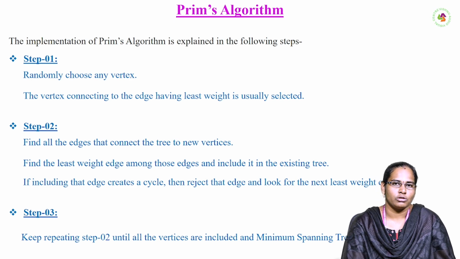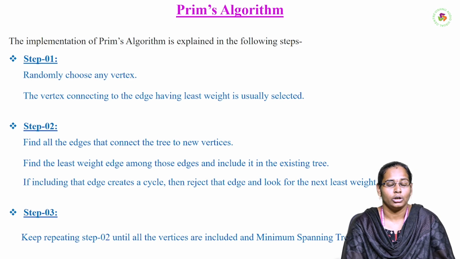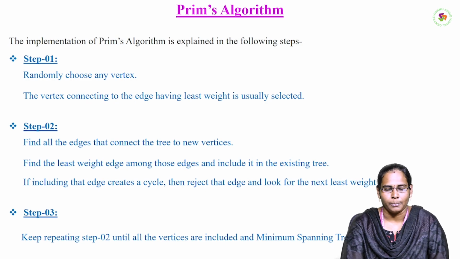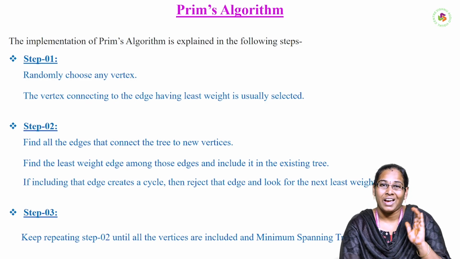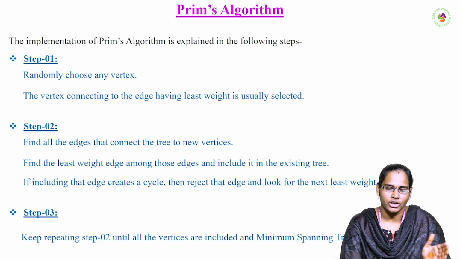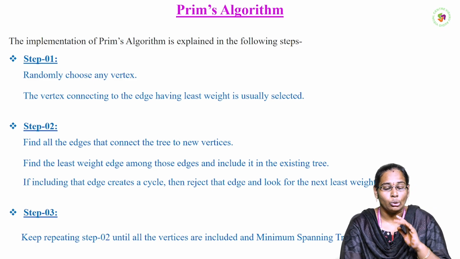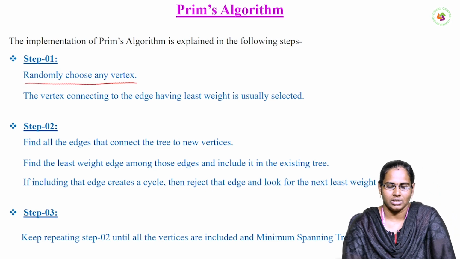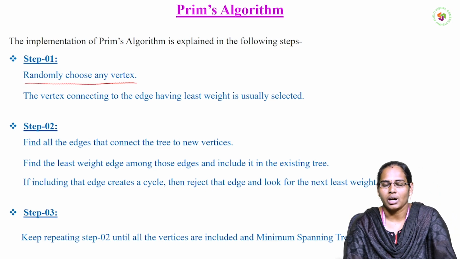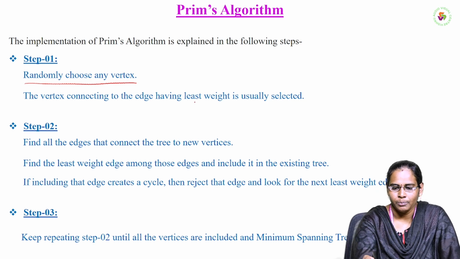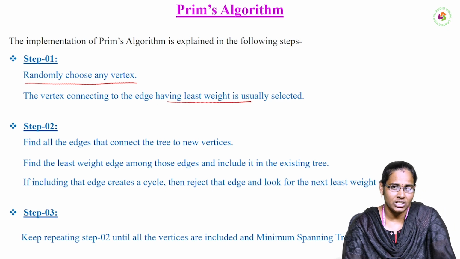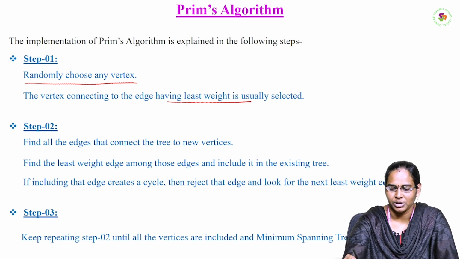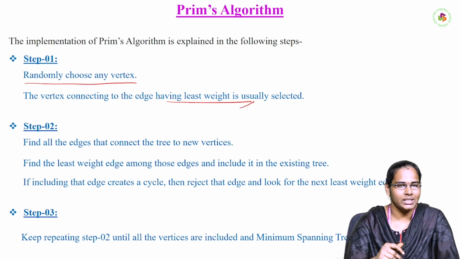So, Prim's algorithm also follows 3 different steps to find a minimum spanning tree. So, what is step 1? In Kruskal's algorithm, we arrange all the edge weights from low to high. Here in step 1, we randomly choose a vertex. How do we choose a random vertex? Basically, the one having the least weight among all the edges will be selected here. That is the first step.